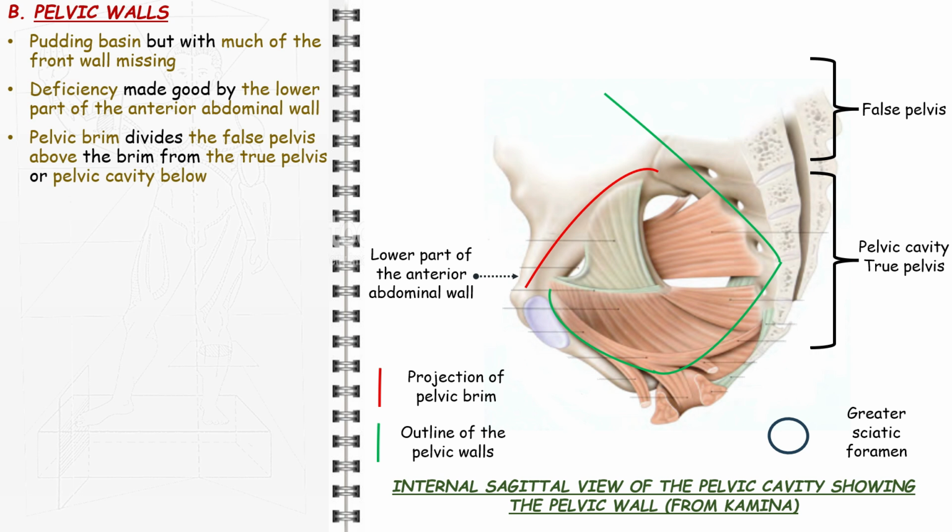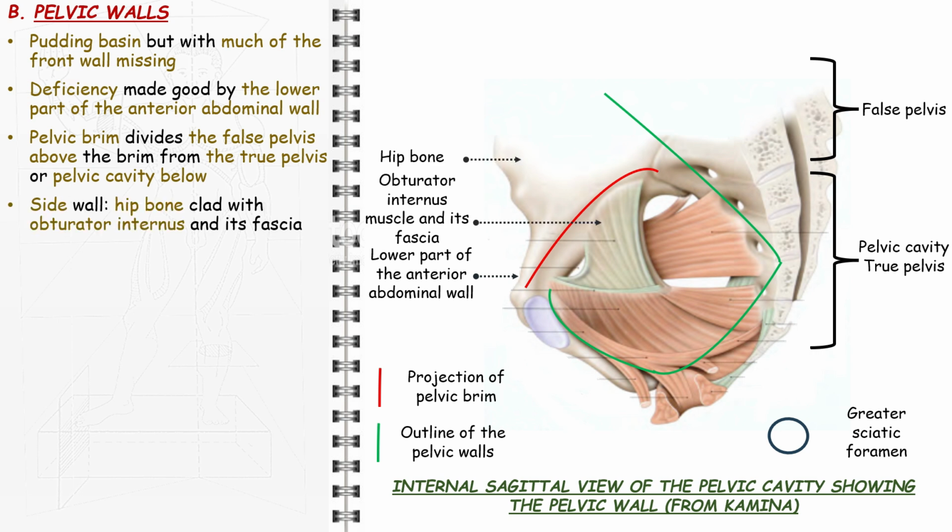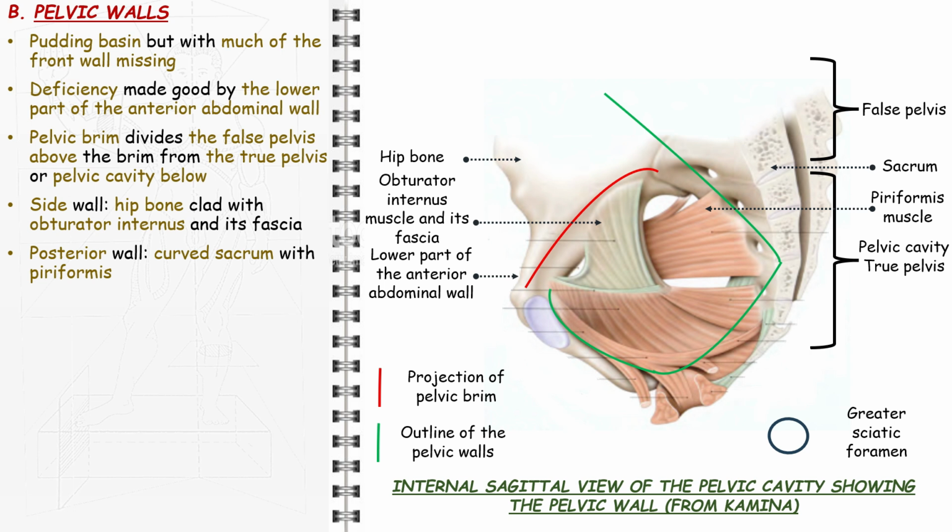The muscles of the pelvis are obturator internus and piriformis, which are also classified as lower limb muscles, and levator ani and coccygeus, which, with their fellows of the opposite side, constitute the pelvic floor or pelvic diaphragm. The side wall of the pelvis is formed by the hip bone, clad with obturator internus and its fascia. The curved posterior wall is formed by the sacrum with piriformis passing laterally into the greater sciatic foramen. Piriformis arises from the middle three pieces of its own half of the sacrum and the adjoining lateral mass.